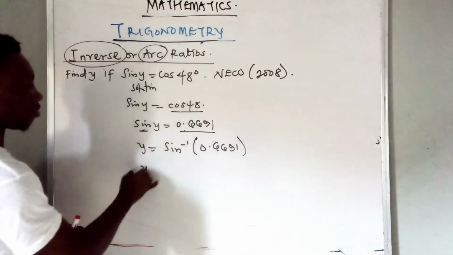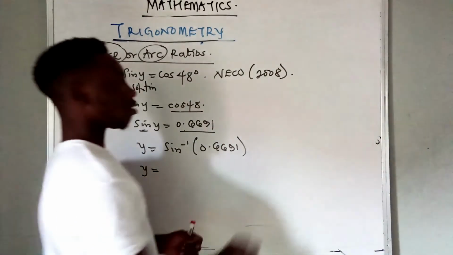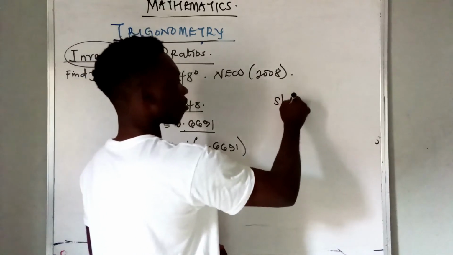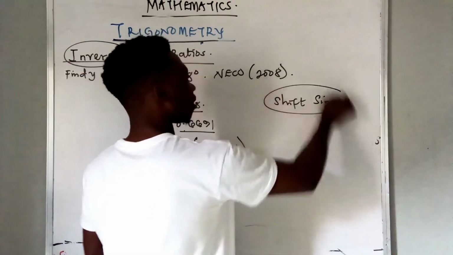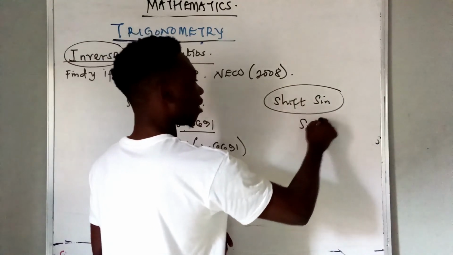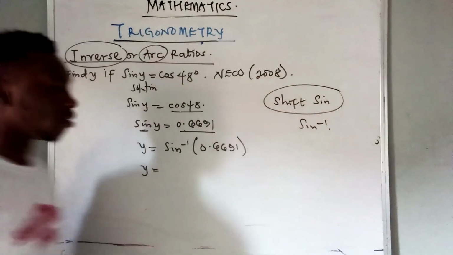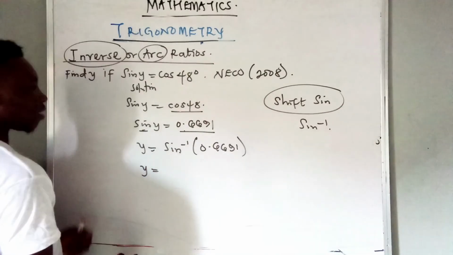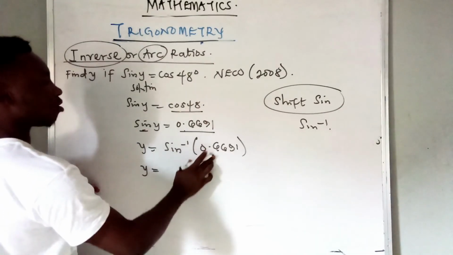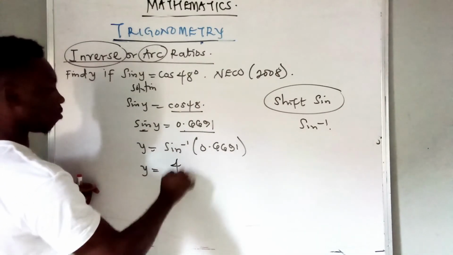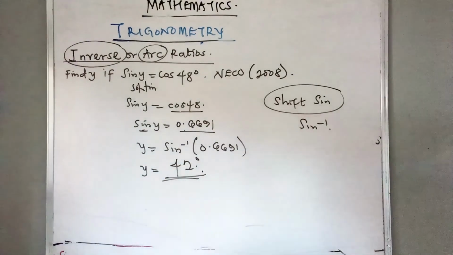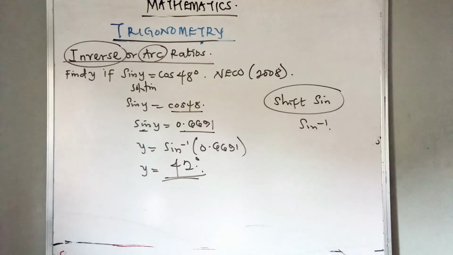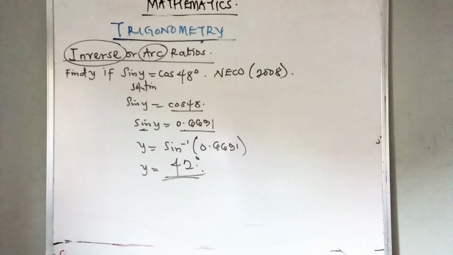0.6691. To get your sine inverse from your calculator, this is how you're going to press shift then sine. When you press shift then sine, it's going to give you sine inverse in your calculator. So the sine inverse of 0.6691 is now going to give you 42 degrees. So your y here is equal to 42 degrees.